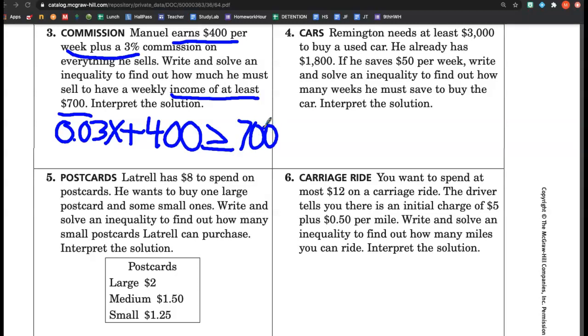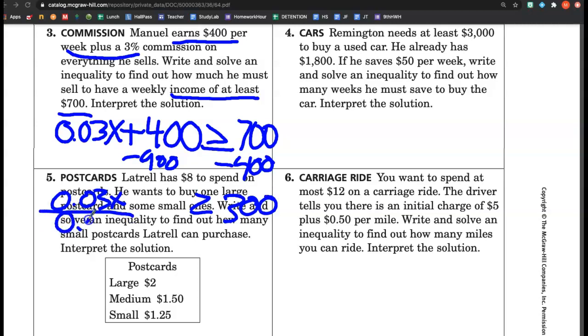Okay, now you're going to subtract 400. And then you'll drop down your 0.03x greater than or equal to 300. And then once you get to here, you'll divide by 0.03.